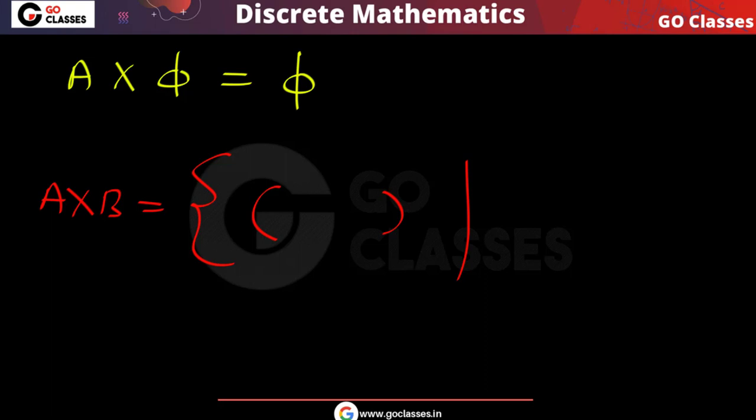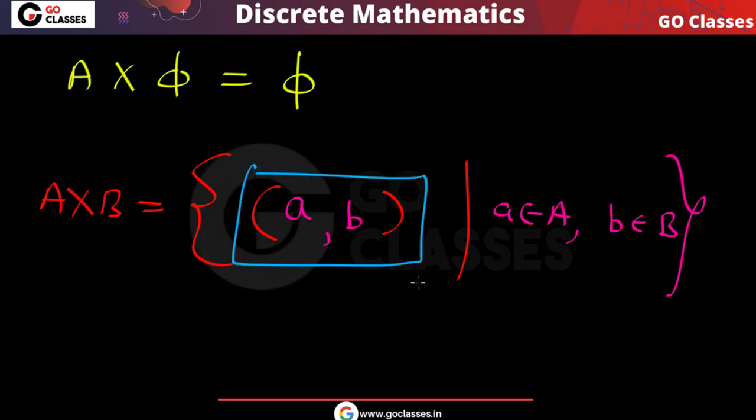So what is cross product? Cross product is basically a set of ordered pairs, where the first element comes from A and the second element comes from B. So in the cross product, you will always get ordered pairs. Every element is an ordered pair. So you can clearly see A cross phi: in phi, you don't have any element. So there is no element here.